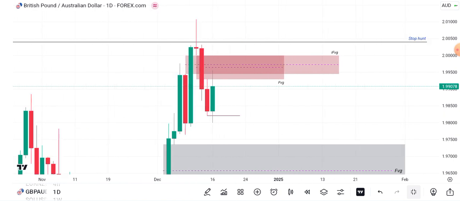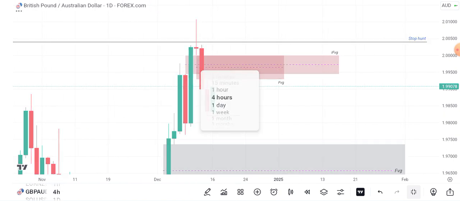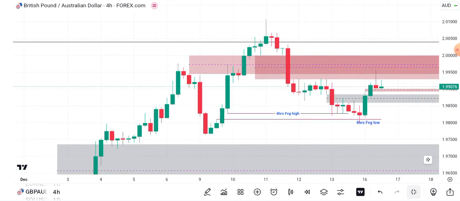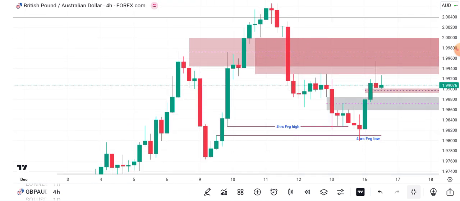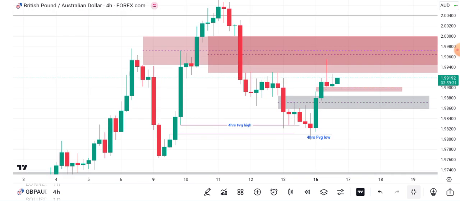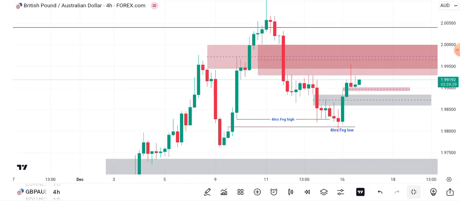Okay, let's go to the 4-hour time frame just to show something there. On this 4-hour time frame is something interesting that you should take note of. After the price had entered into this stop point area on the weekly time frame, it broke down. These are the inversion fair value gaps and the fair value gaps I have actually highlighted earlier.